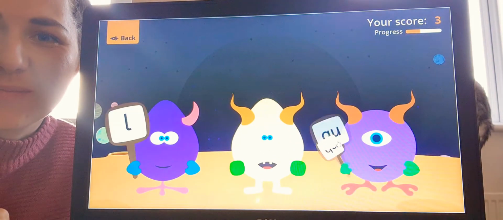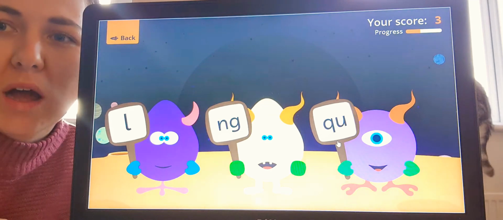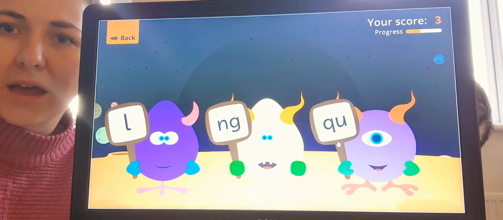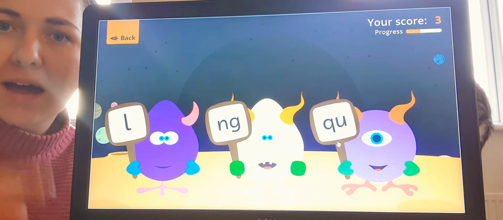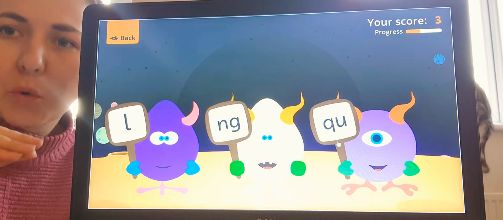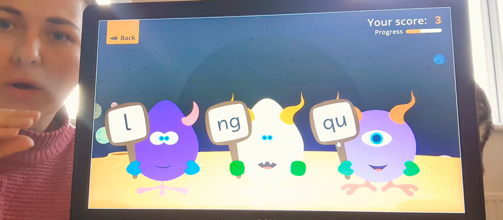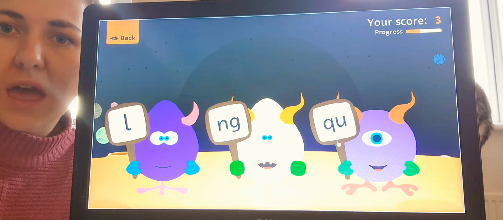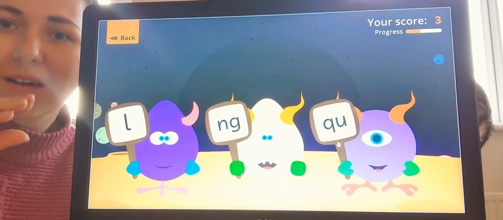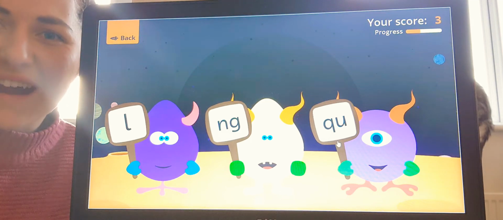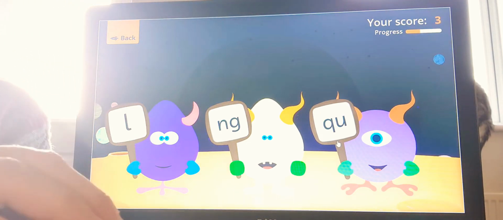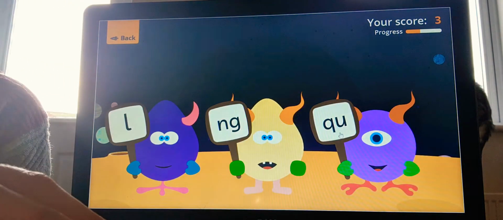Click on the alien that shows qu. Qu. The duck in the pond quacks qu, qu, qu. All around the pond. Did you write it? Here it is. Qu.